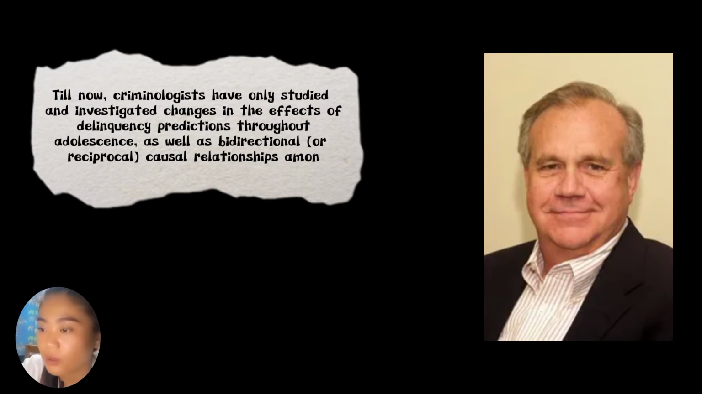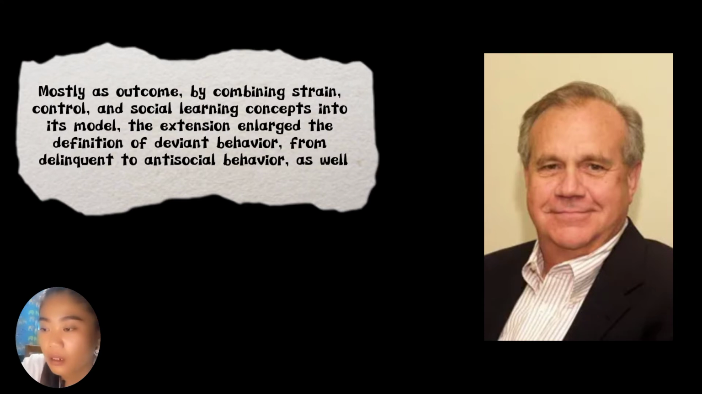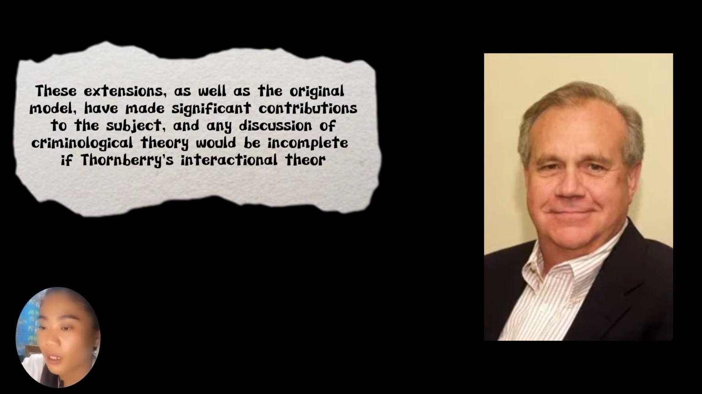Till now, criminologists have only studied and investigated changes in the effects of delinquency predictors throughout adolescence, as well as bidirectional or reciprocal causal relationships among these predictors and delinquency in sporadic situations. By combining strain, control, and social learning concepts into its model, the extension enlarged the definition of deviant behavior from delinquent to antisocial behaviors, as well as the extent of theoretical explanation. This extension, as well as the original model, has made a significant contribution to the subject, and any discussion of criminological theory would be incomplete if Thornberry's interactional theory was not included.